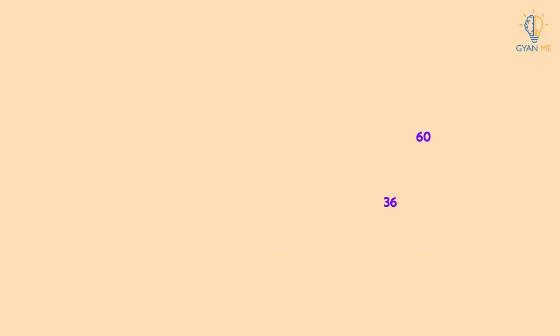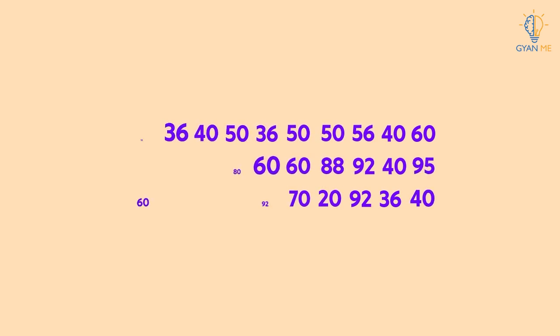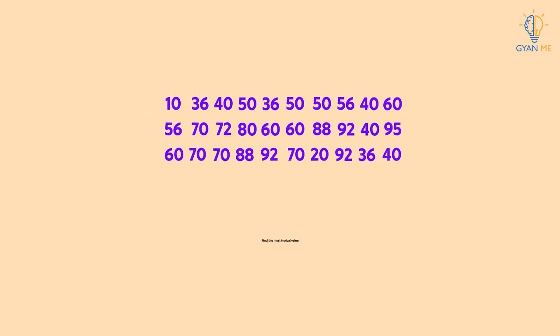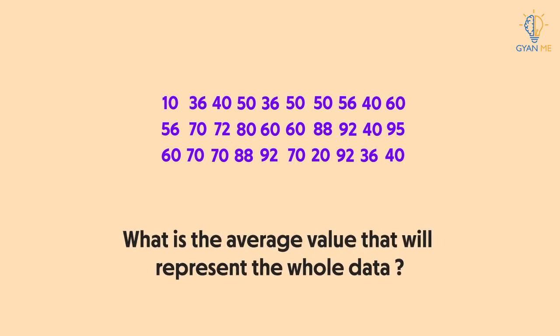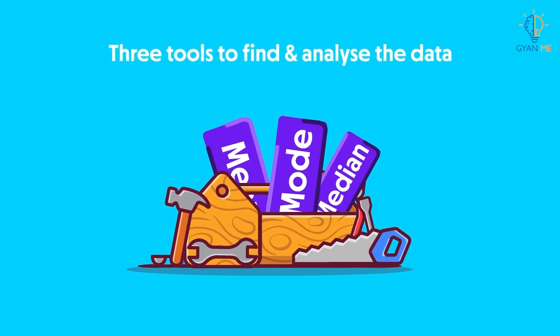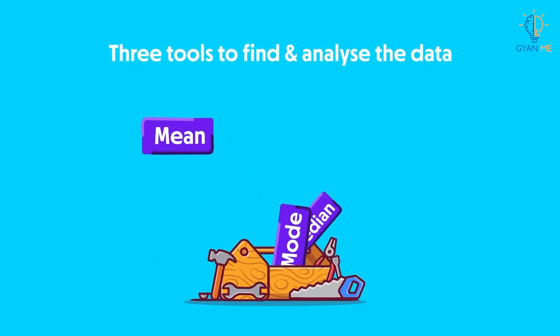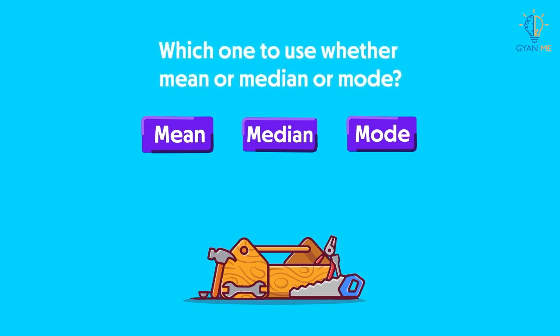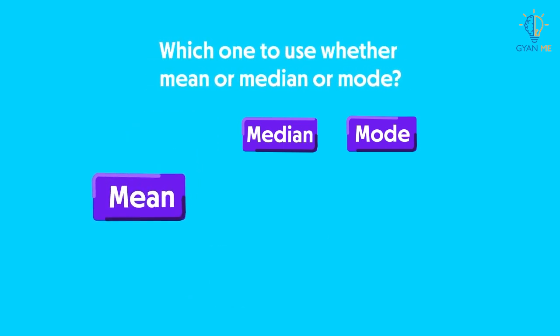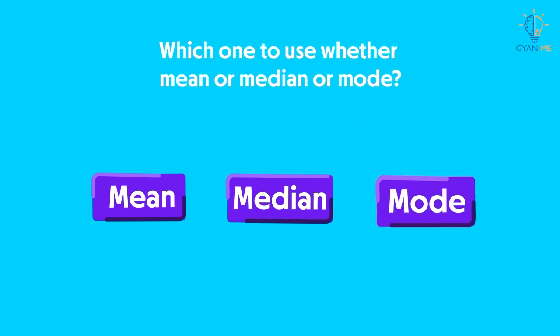So let's say you have been given some random data to analyze and you have been asked to find the most typical value of this data, or what is the average value that will represent this whole given data. We know that there are three tools to find and analyze the data: the mean, median or mode. But the question is which one to use, whether mean or median or mode.